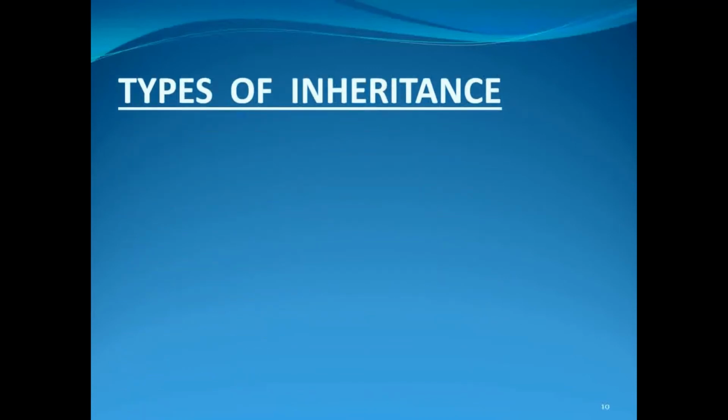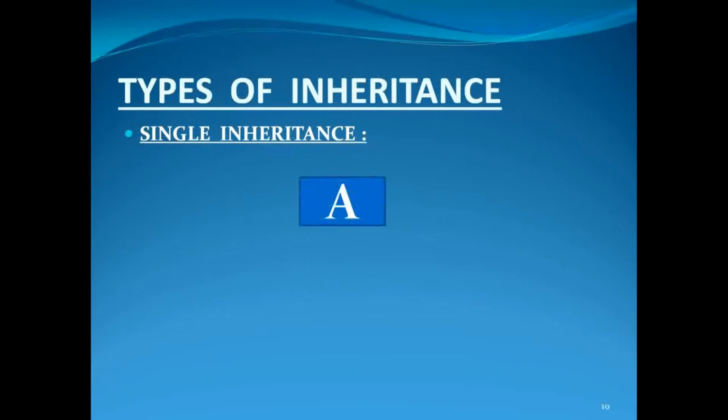Then let me discuss the types of inheritance. There are various types of inheritance. One such type is single inheritance. Here, a subclass is created from a single base class. Let me show you with the help of a diagram. Here, A is the base class and B is the derived class. B gets the fields and the methods of the class A.